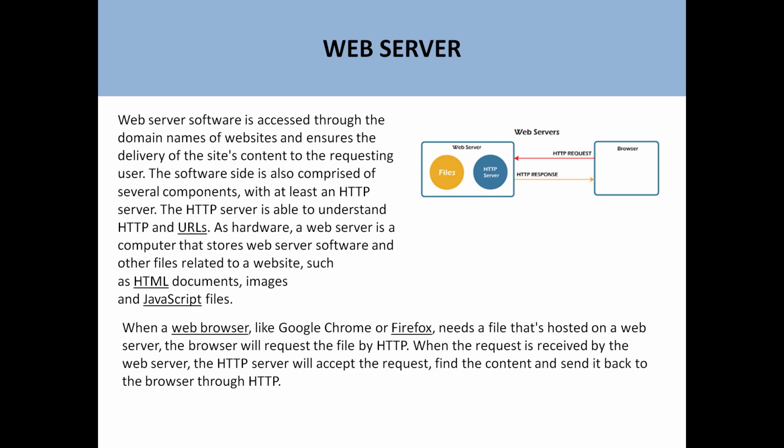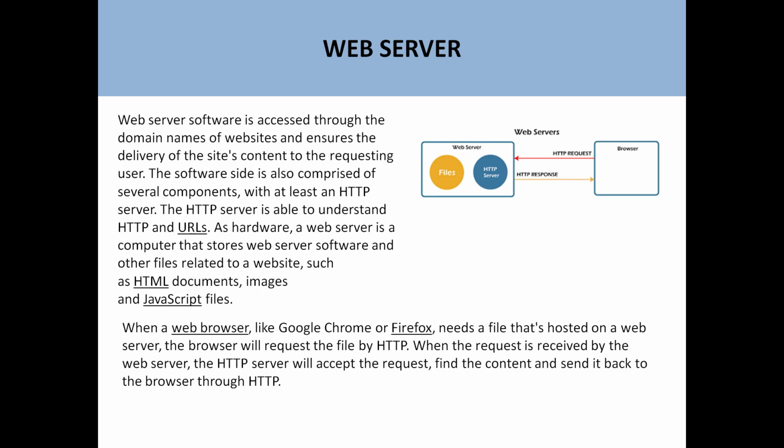A web server is basically software which is accessed through the domain names of websites and ensures the delivery of the site content to the requesting user. Here you can see that on the web server there are two things: it contains files and the HTTP server. The person using a browser on the laptop requests a file, for example he wants to open gmail.com. The request comes to the web server, which has an HTTP server and files, and the web server responds back with the required files to the browser.